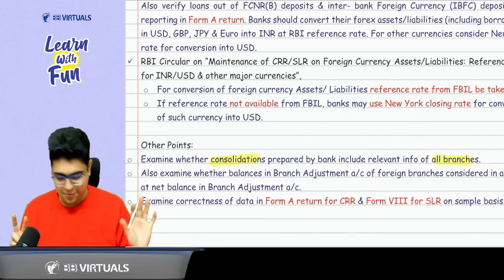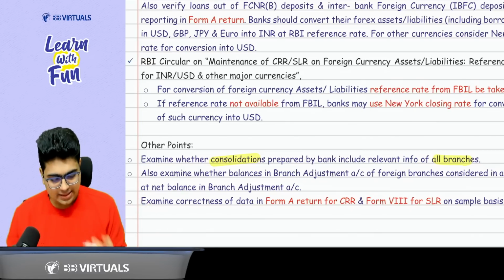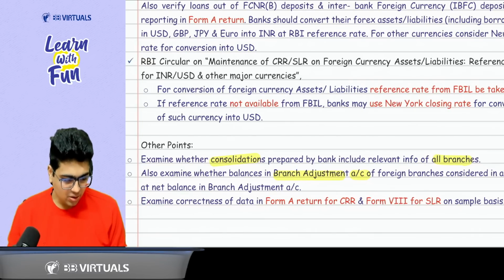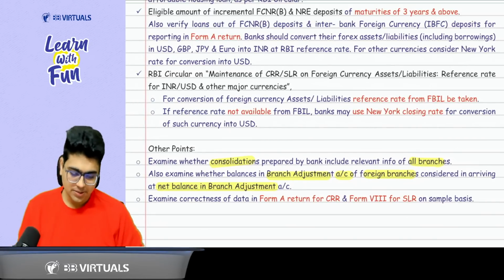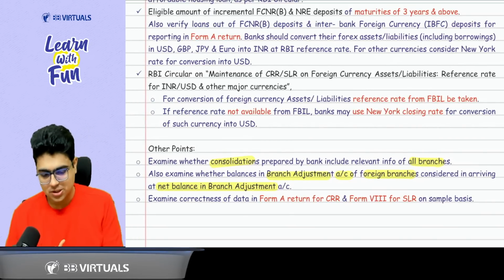These 2 points are enough. Also remember that the balances of the branch adjustment account of foreign branches are also considered while arriving at the net balance of branch adjustment account. And last, just for MCQ purpose.